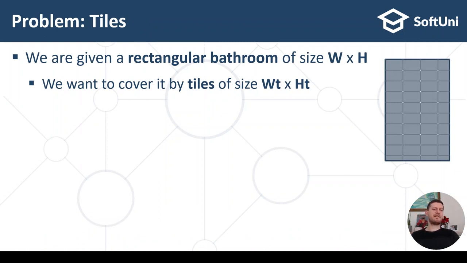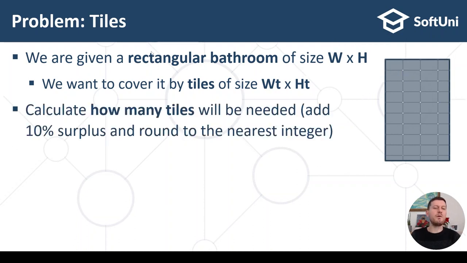Tiles, we have a rectangular bathroom like this one, and we want to cover it by tiles. Tiles are smaller than the bathroom. You know, because you have a bathroom at home, and it's usually covered by tiles, and these tiles are arranged one to another, and we want to cover it with tiles of smaller size. For example, if this is 5 by 2 meters, it's 10 square meters, for example, and this is 0.3 by 0.4. This is the size of the tile.